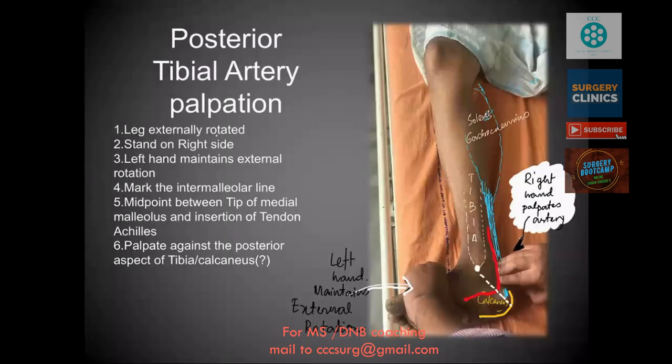The posterior tibial artery: see that the leg is rotated outwards. And remember, you are required to find two bony points, the medial malleolus of the tibia and the insertion of the calcaneum. You are required to find the bone and the artery, and the right hand palpates the artery.